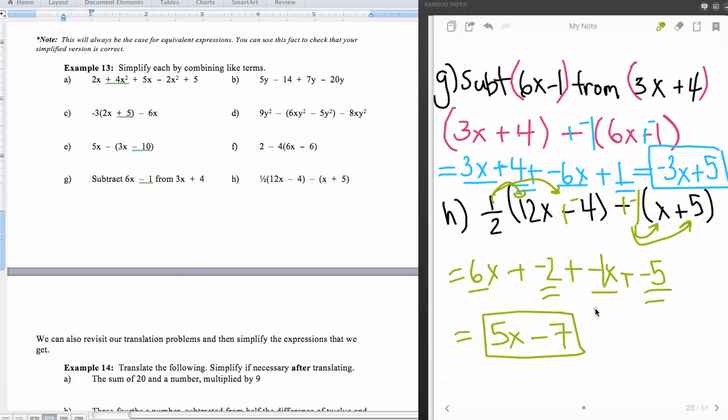There's our simplified version. So now that's simplifying. Our next topic will be translating and simplifying.